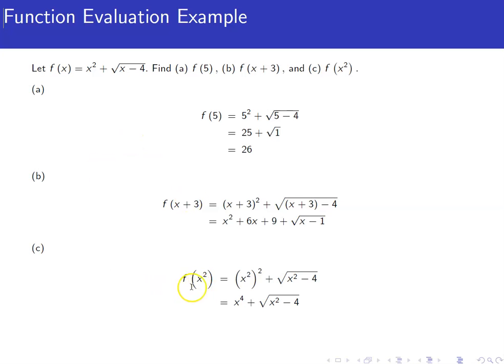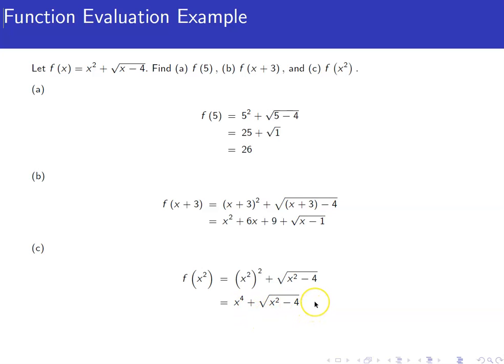Last one, f of x squared, we'll take out the x, put in x squared. So we get x squared squared, and then plus the square root of x minus 4. X squared squared, remember you multiply exponents in this case, so we get x to the 4th, and then plus square root of x minus 4.